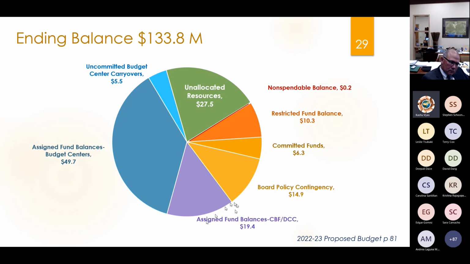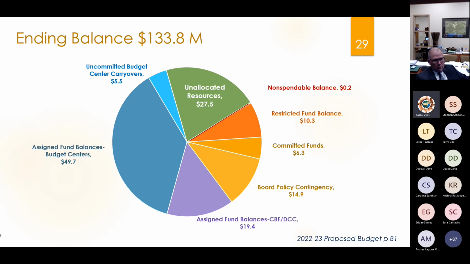Next is a group of funds that have been assigned. So assigned by the various district-wide and campus budget committees and processes. CBF and DCC allocate funds towards certain purposes, and the carryover funds at each budget center are also assigned based on each center's allocation process.